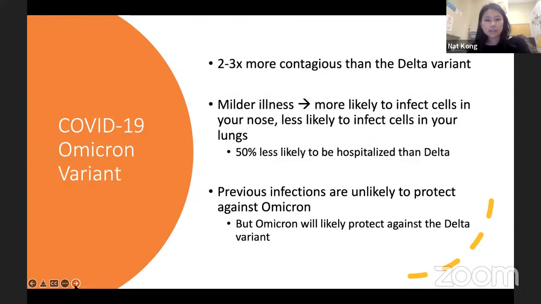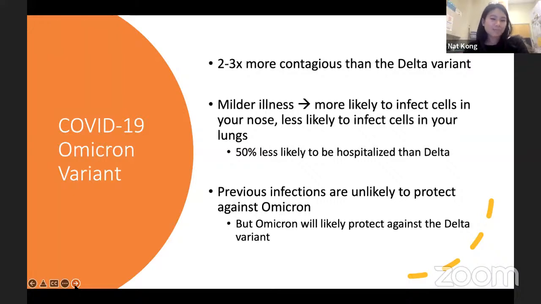If there's any silver lining to any of what I'm going to tell you, it's that Omicron so far is causing a milder illness. And the thought is that it's causing milder illness because it's more likely to infect the cells in your nose, and it seems to be less good at infecting the cells in your lungs. So you're going to see all the same symptoms of COVID that we all know and are familiar with at this time, but more predominant like sniffles, cough, less predominant shortness of breath, less need to be hospitalized. And in fact, we are seeing that you're 50% less likely to be hospitalized than Delta.